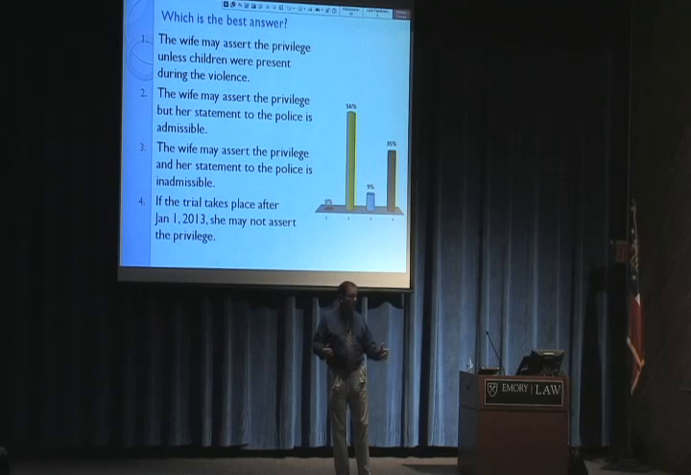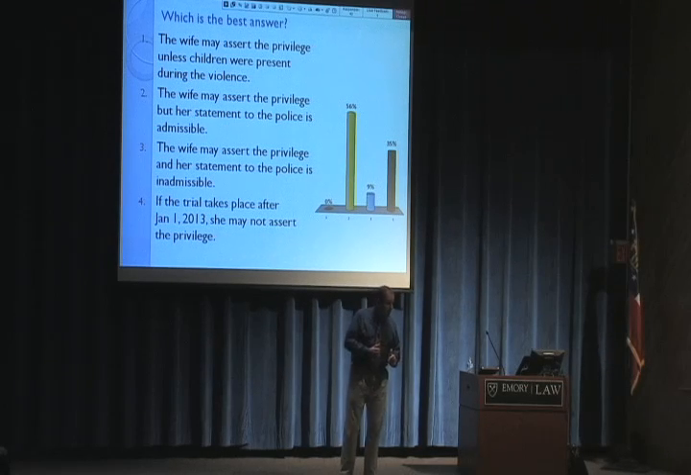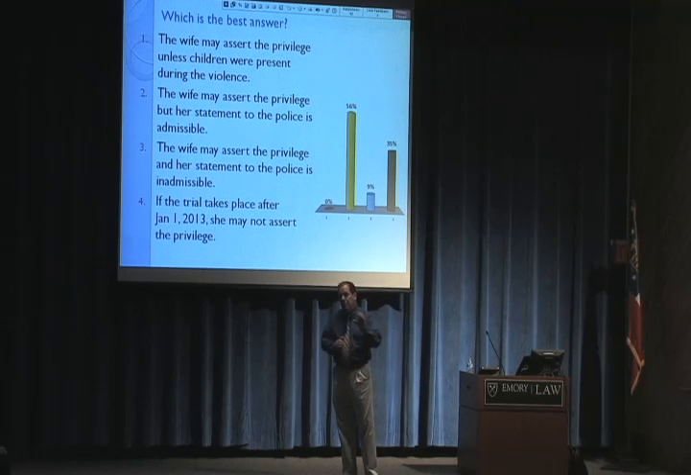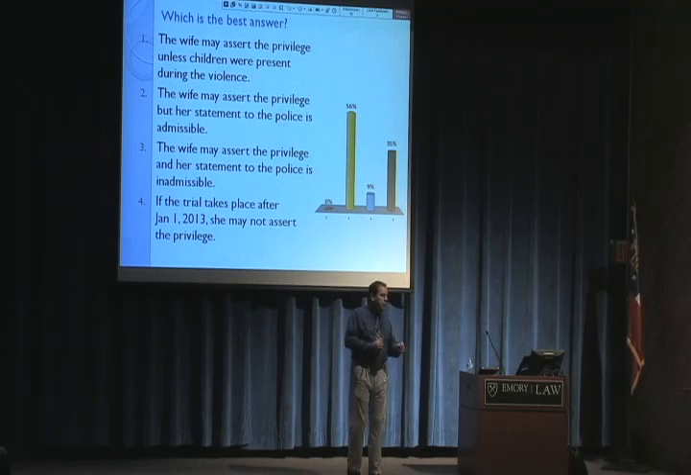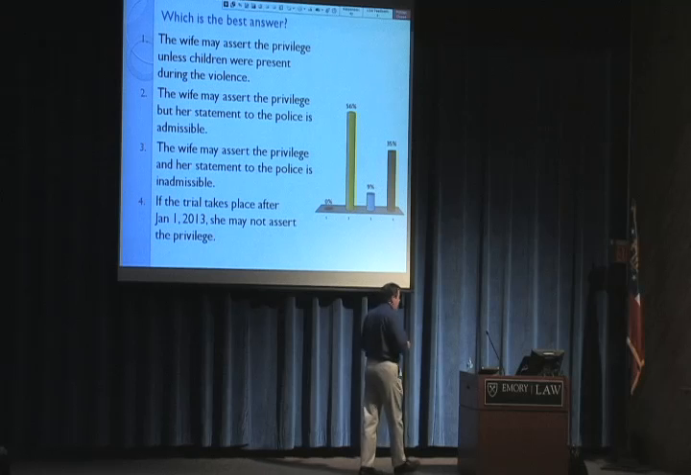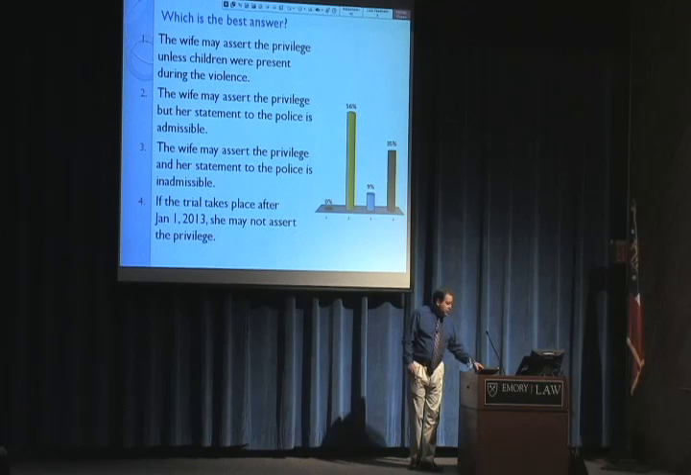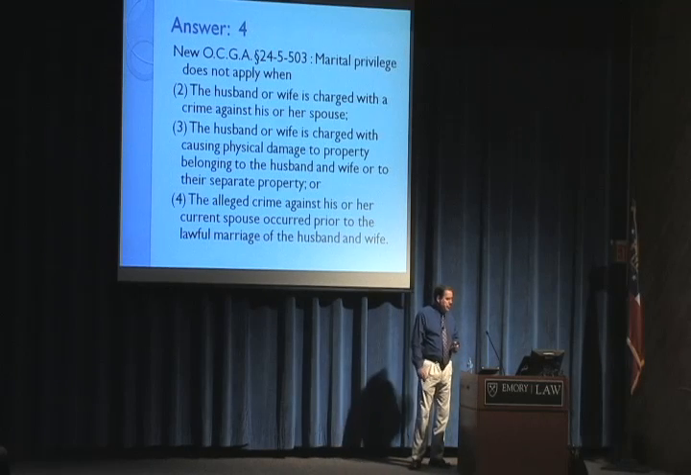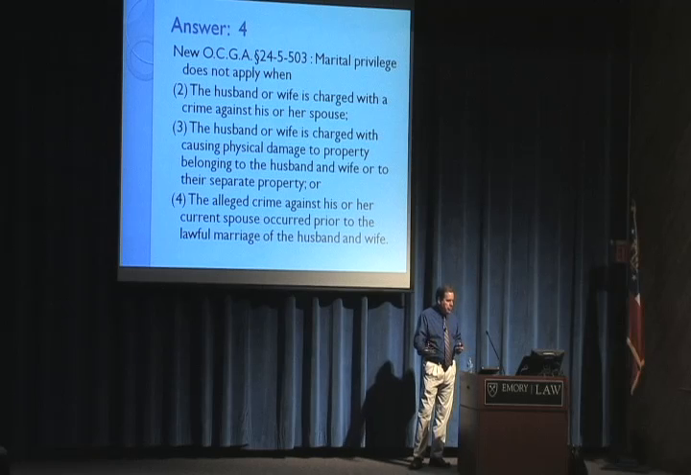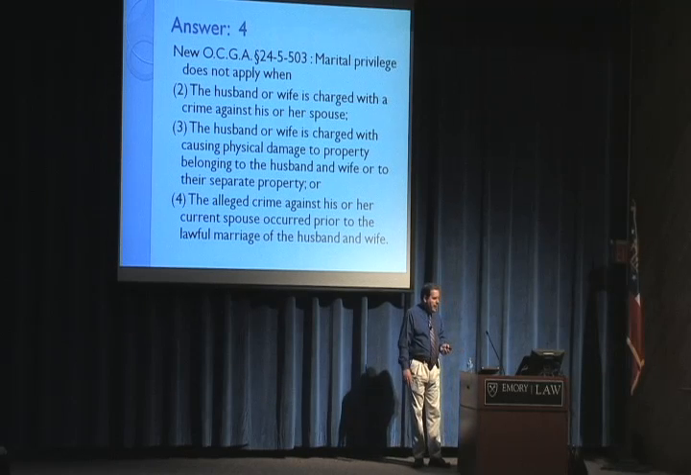A bunch of groups got together, they decided, yes, we want this exception. And so the legislature passed it last year, and it basically said the effective date should be the same as the new code. So as of January 1st, 2013, the marital privileges, both of them, witness immunity privilege and the confidence privilege, are unavailable in cases of interspousal violence. And we join a majority of states to take that position.